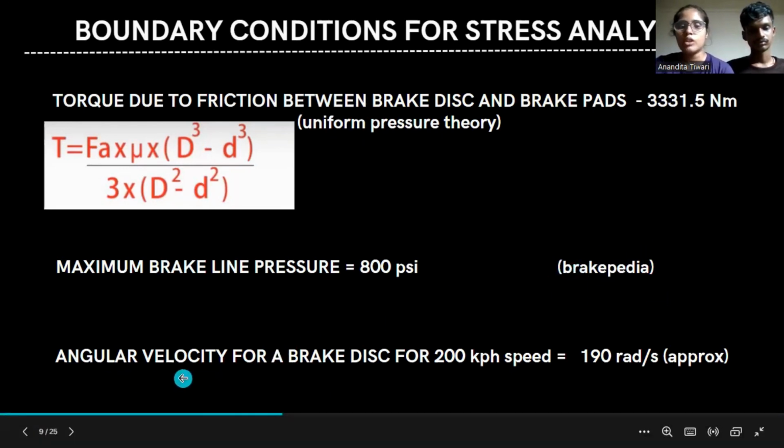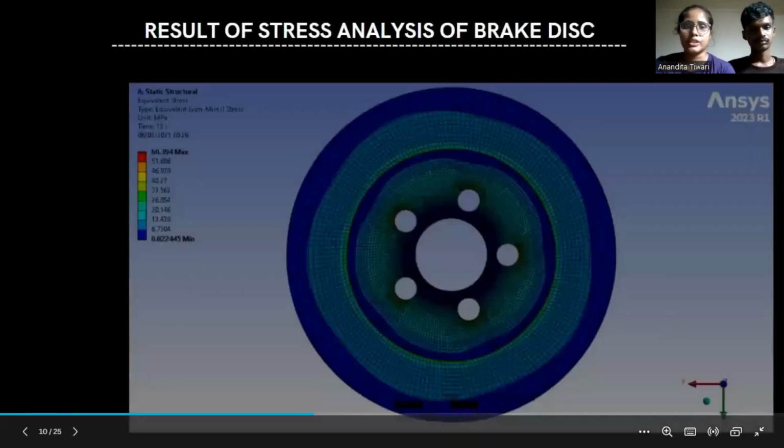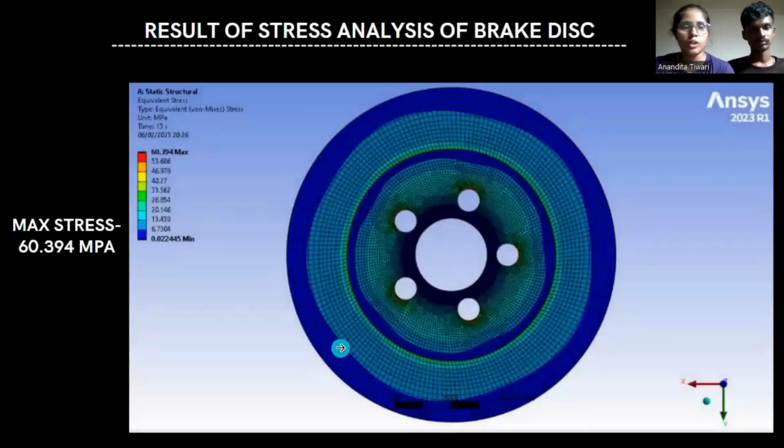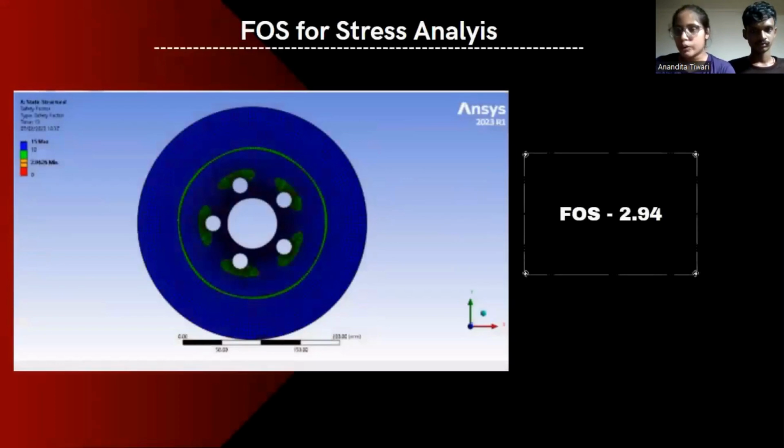After that, the angular velocity which we chose was 190 radian per second, which is the maximum velocity that a vehicle can attain. With these boundary conditions, the maximum stress we got was 60.394 MPa, and the FOS we got for our stress analysis was 2.94. The FOS which is required is around 2, so it is more than that. So our brake disc is pretty satisfactory in this case as well.